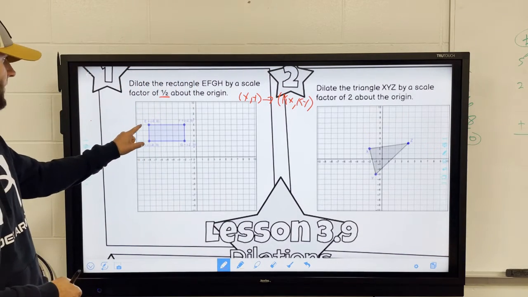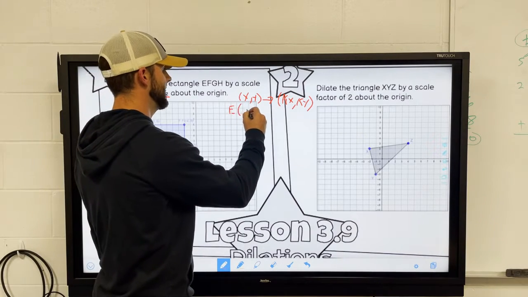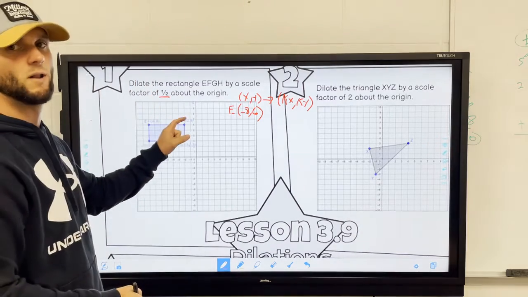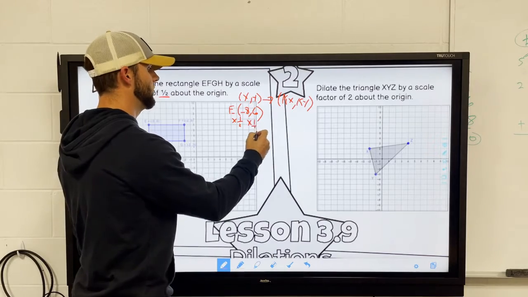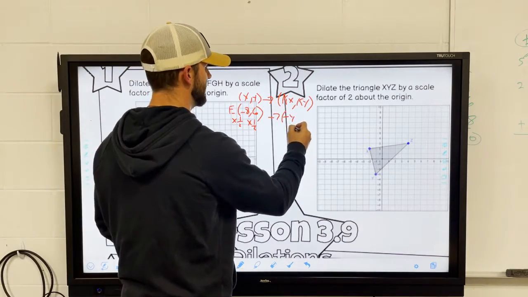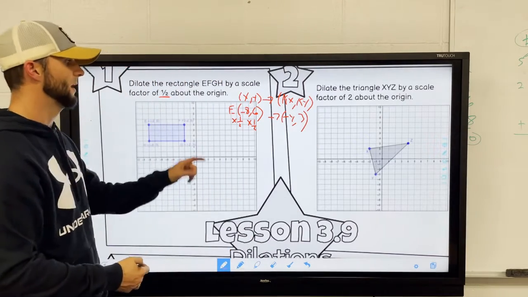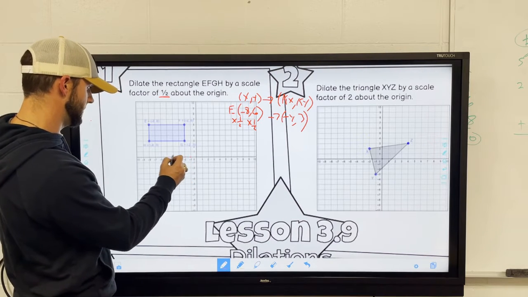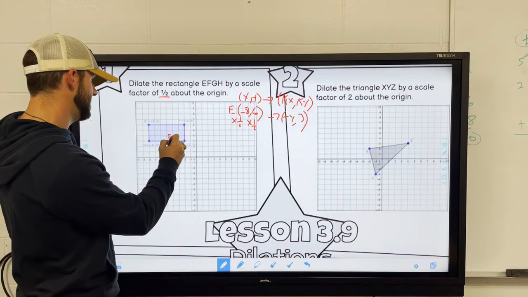Let's look at E first. E looks like it's at -8, 6. Now I'm going to multiply each one of those by 1/2. 1/2 of -8 is going to give me -4. 1/2 of 6 is going to give me 3. So the new ordered pair for E prime is going to be -4, 3. So -4, so 1, 2, 3, 4, and up 3, 1, 2, 3. Right here, this is going to be E prime.